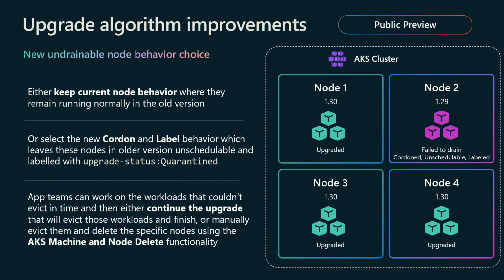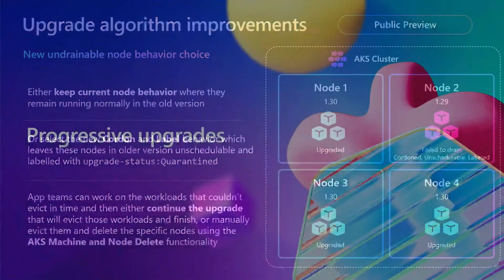But now you can look at that quarantine label to know which ones had not been upgraded, and then go and find the application teams that have those applications. They can then evict them or fix whatever was the problem that prevented them from being evicted. And then they can use things like machine delete or just restart the upgrade to clean up those remainder nodes.